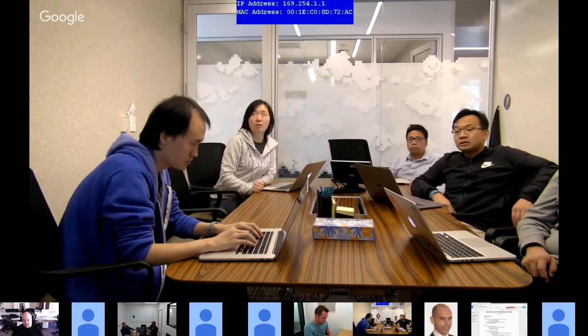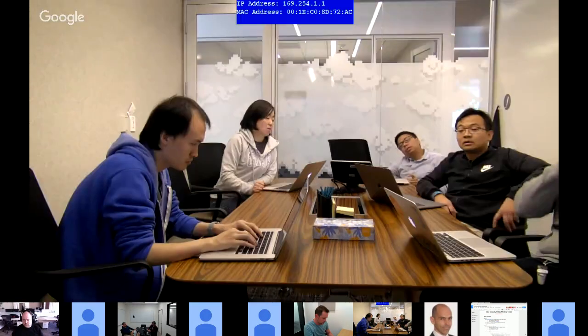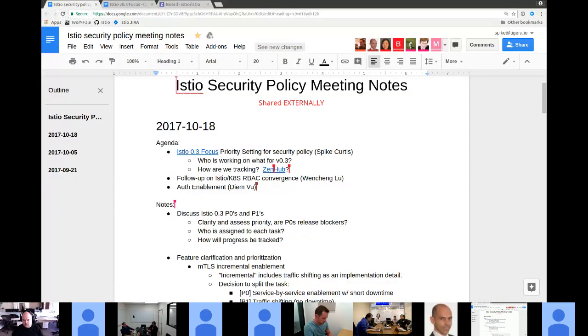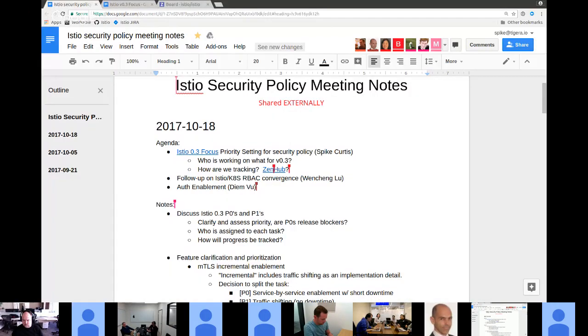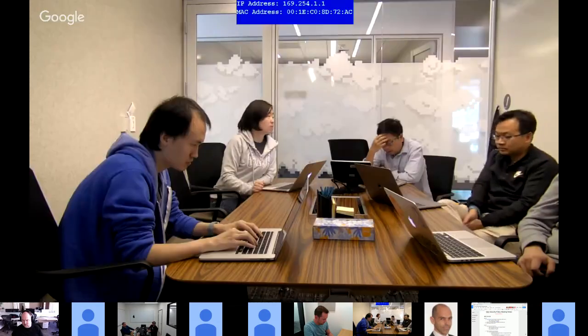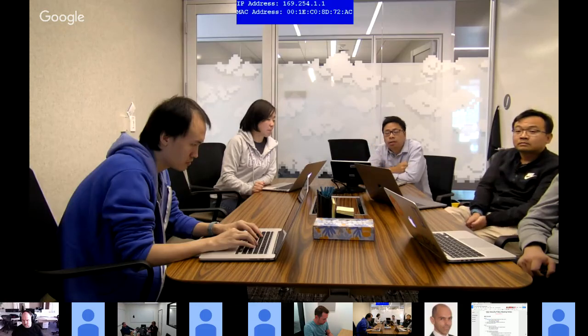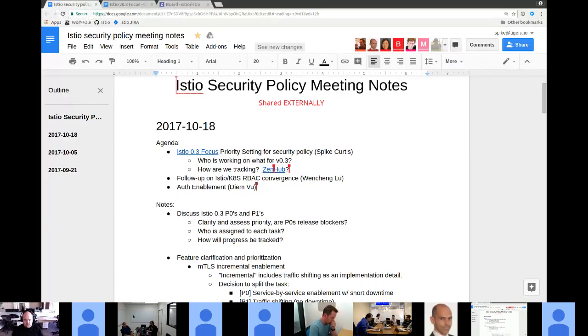Okay, sounds good. That's pretty much what I want to cover. All right. So there's one more item, which is auth enablement. I don't know if you want to talk for 5 minutes about this, or whether we need to punt to the next meeting. Yeah, it's just a quick update. So this is a solution for the P0, incremental MTLS.